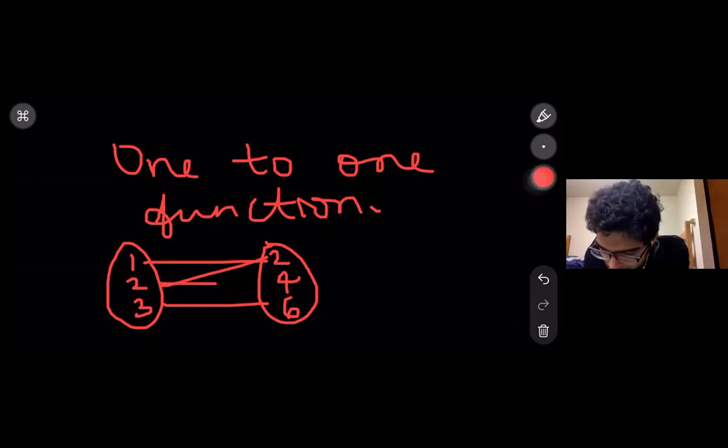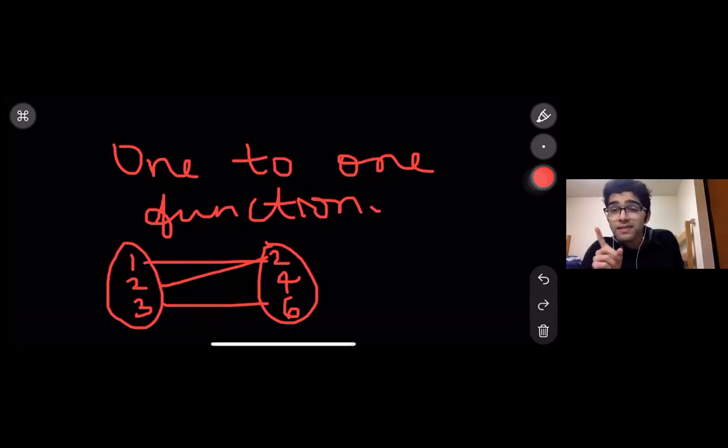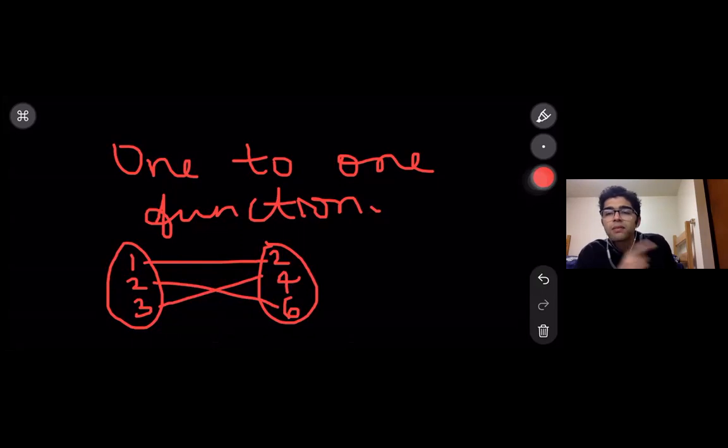If we had this line over here, then it wouldn't be a function because then 2 is mapped to two things. But this is still a function, but it is not a one-to-one function because we are having both 1 and 2 being mapped to 2. So let's make it a one-to-one function. Now it's a one-to-one function. Each number is mapped to one thing and no two numbers are mapped to the same thing. This is the definition of a one-to-one function.